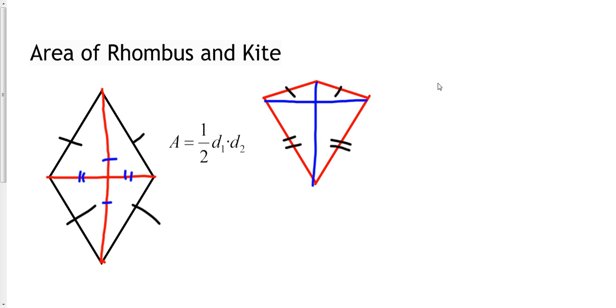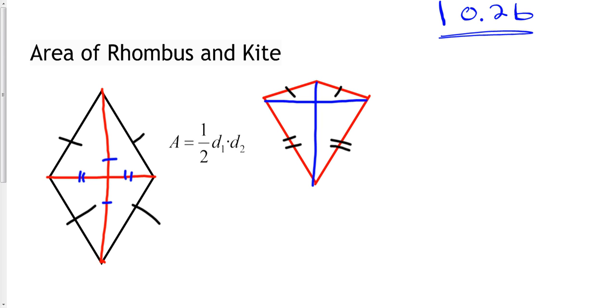Okay, so this is a continuation of 10.2. So you could consider it 10.2b. That would be fine. And this is going to be area of rhombuses and kites. And if you think about rhombuses and kites, just be aware that it's 10.2b.